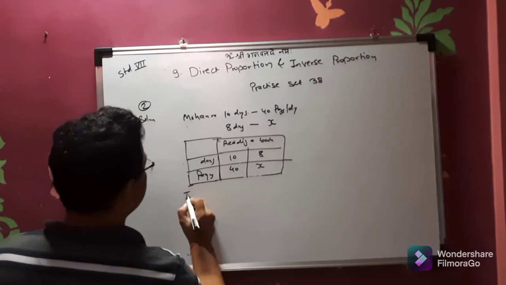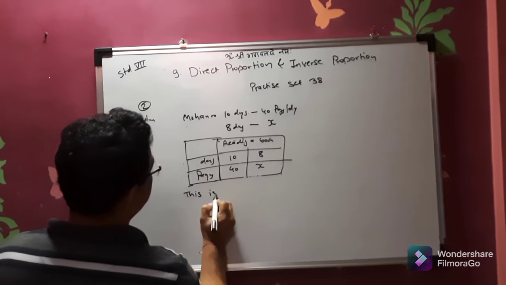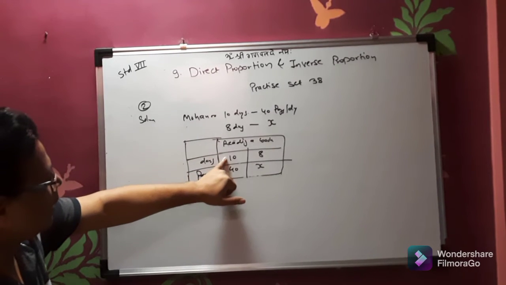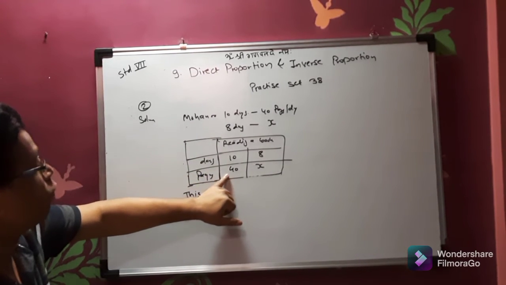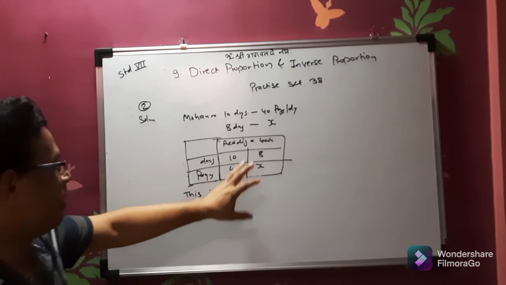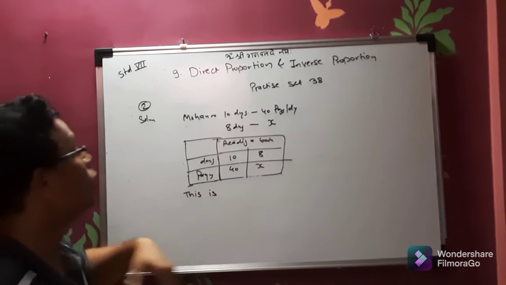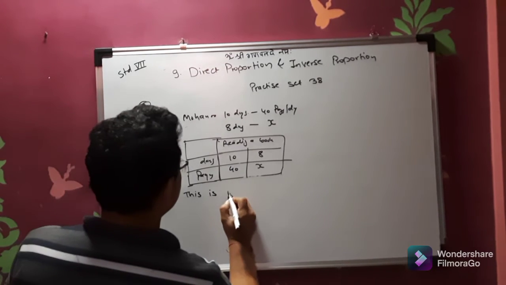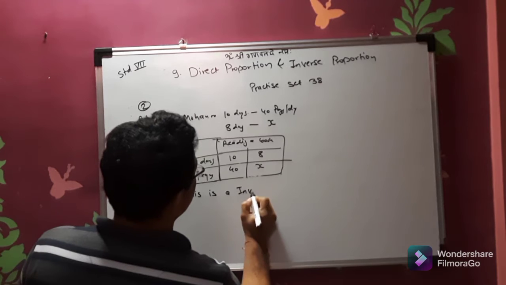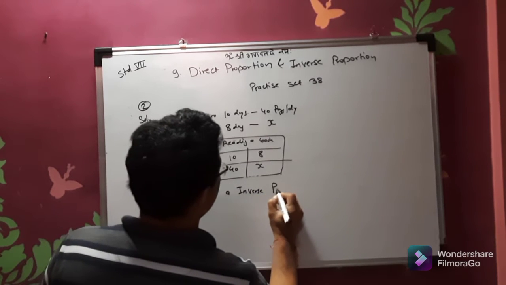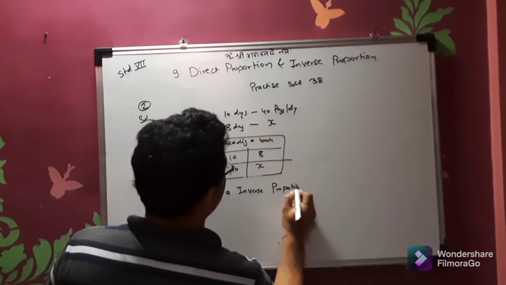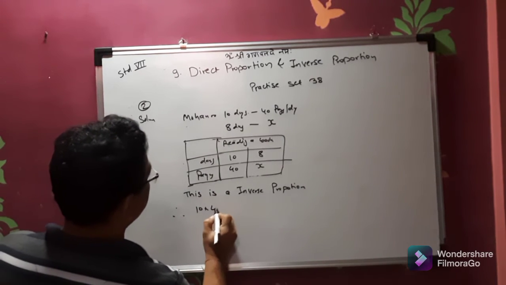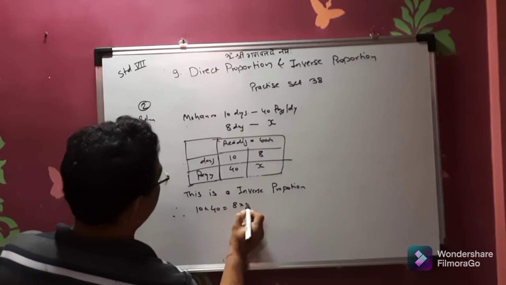So this is an inverse proportion. How is it an inverse proportion? When there are 10 days, he requires 40 pages per day. Definitely, when there are fewer days, he has to read more pages per day. So this is an inverse proportion. So what will we write? This is 10 into 40 is equal to 8 into x.